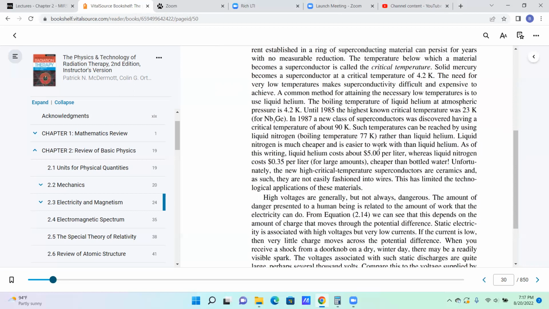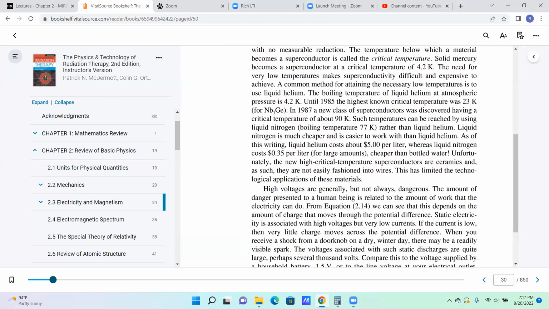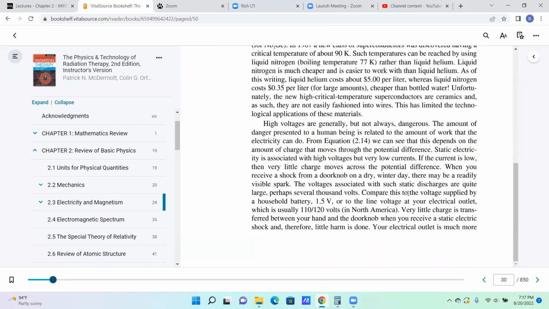Liquid nitrogen, being much cheaper and easier to work with, is what's helping. As of this writing, liquid helium costs about $5 a liter, whereas liquid nitrogen costs less than 1/10 of that. Unfortunately, the new high critical temperature superconductors are ceramics and as such are not easily fashioned into wires. Maybe we'll make some more improvements on that as time goes on.